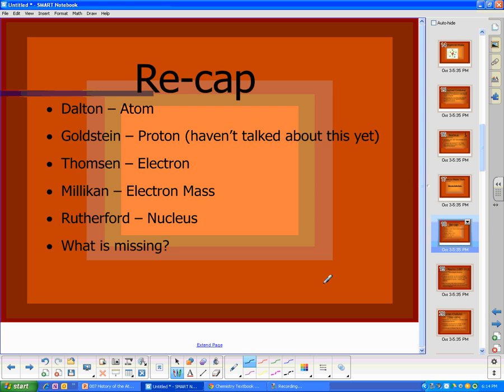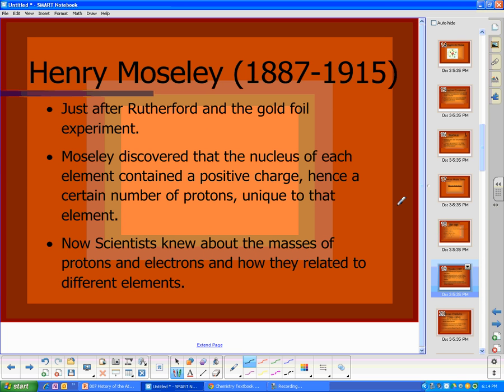All right, to recap, there's Dalton, and there's actually a guy by the name of Goldstein who's credited with the proton, Thomson with the electron, Millikan with electron mass, Rutherford with the nucleus. What's missing? Like I said, we're going to get to that. There's a guy by the name of Henry Moseley. He's actually one of the scientists that you should have chosen for today. He lived from 1887 to 1915, so gold foil experiment, 1911, we're looking a little later in his life. He was relatively young, but he had a lot to contribute.